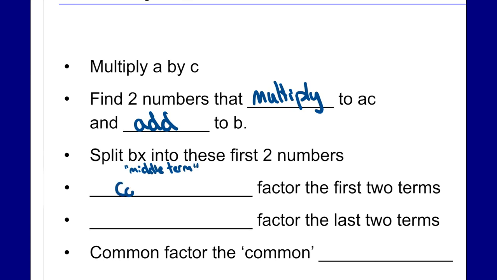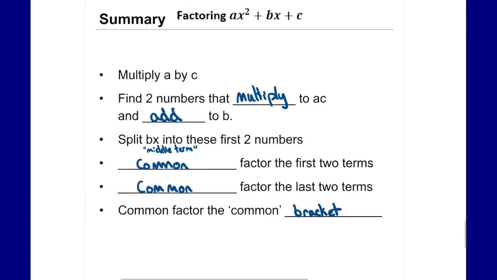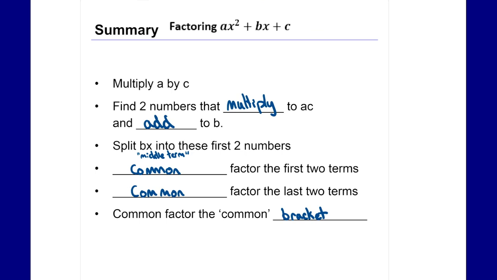Then we're going to common factor the first two terms. We're going to common factor the second two terms, or the last two terms, and then we're going to common factor the common bracket. And once we go through that, the result should be our factored form, or the full expression factored. So again, a little bit more complex in these scenarios. These ones tend to be a little bit more challenging because it's not as straightforward. People tend to forget that we can't factor it the same as a simple trinomial, or a trinomial where the a value is 1.